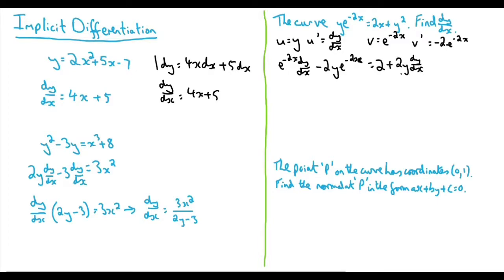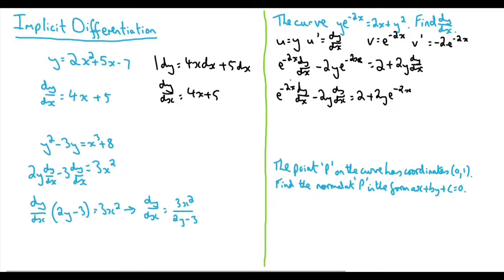From this stage, we're going to want to bring the dy over dx's onto the same side, and everything that doesn't have it onto the other side. So this could become e to the minus 2x dy over dx minus 2y dy over dx equals 2, and if this is a negative over here, it's going to become a plus, so plus 2y e to the minus 2x.